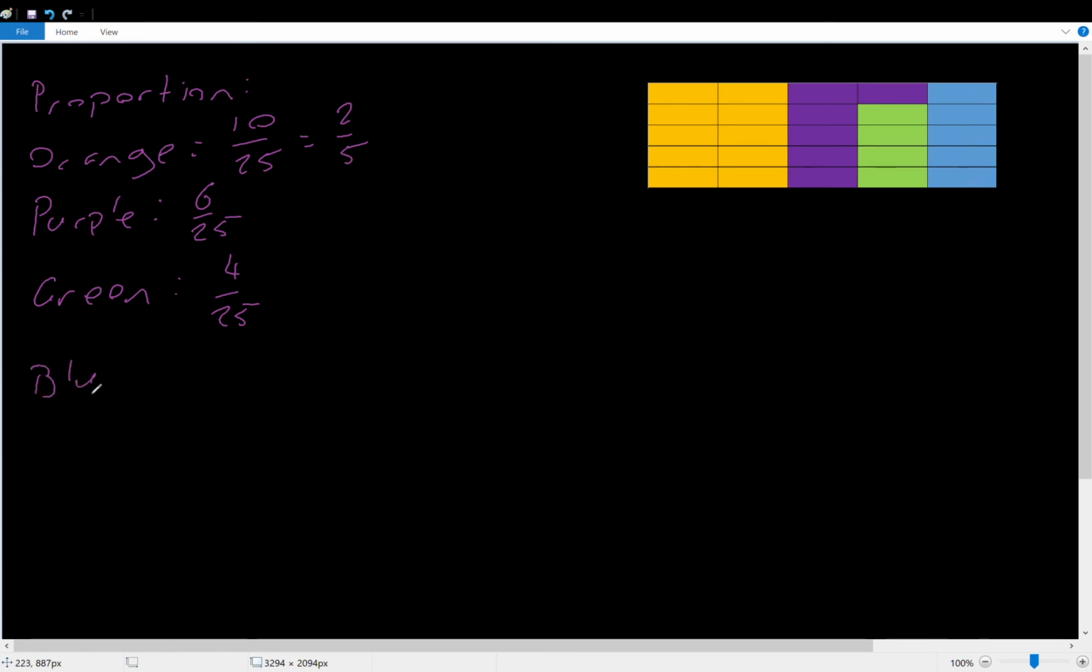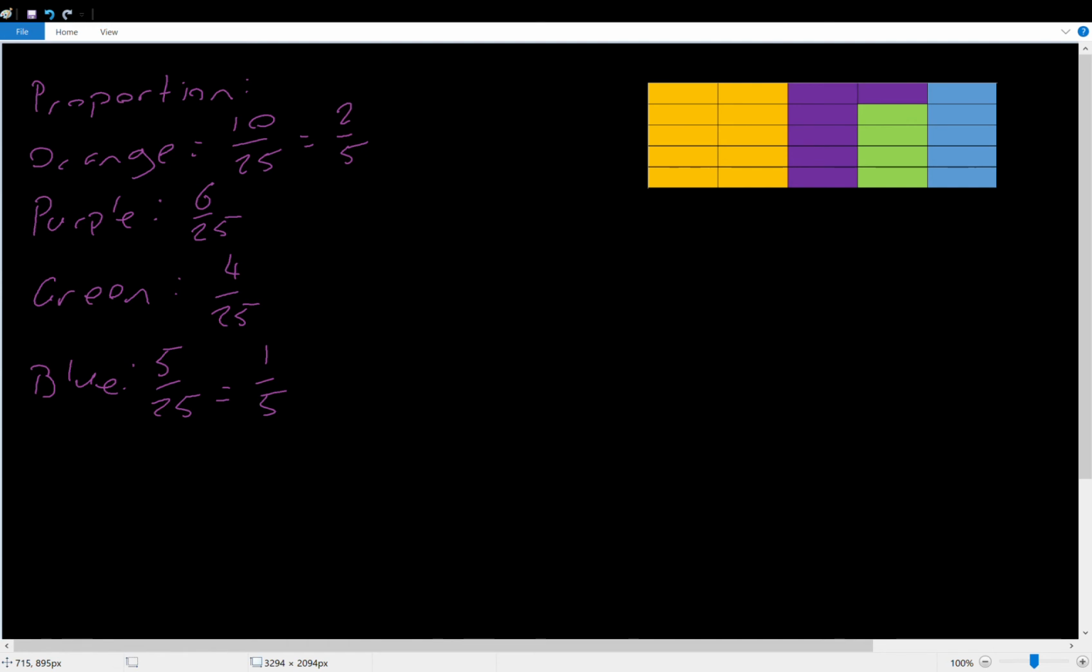So for blue, we have 5/25, which if we simplify that down is 1/5. But proportion can also be given as a percentage. And all you're doing if you are asked for it as a percentage is you're going to start off by getting it as your fraction, as we have just done, and then you simply convert your fractions to a percentage.